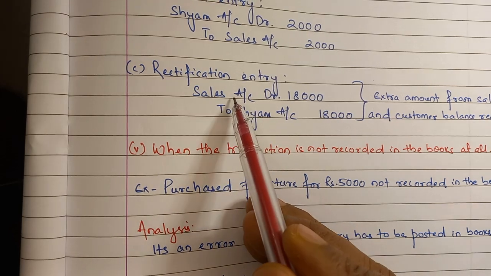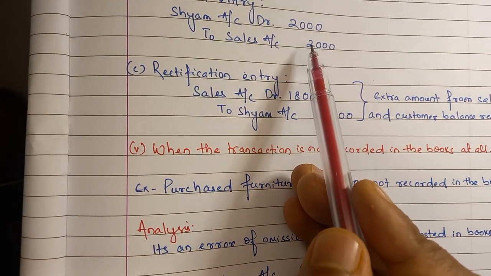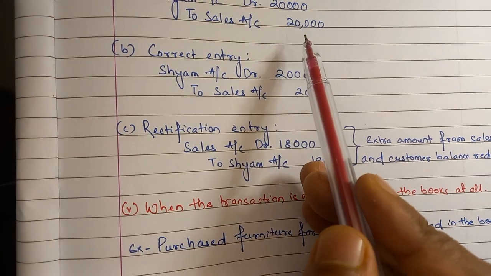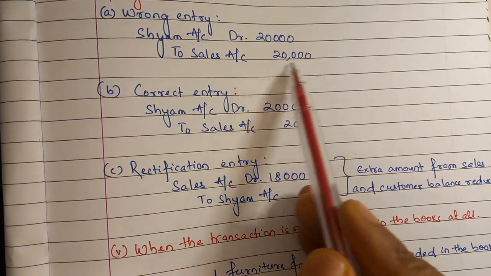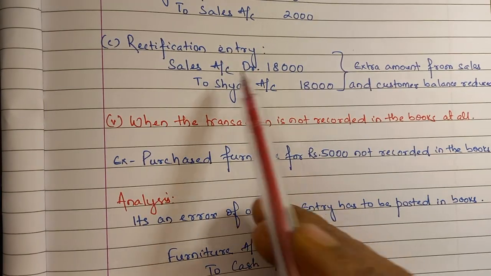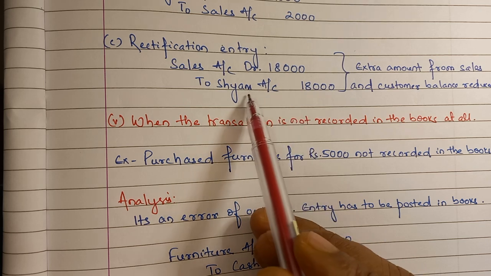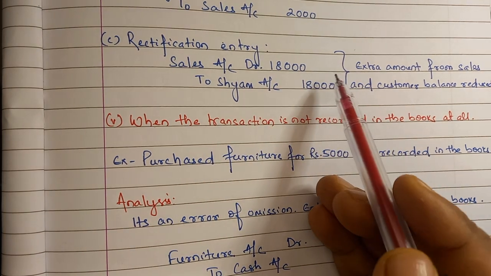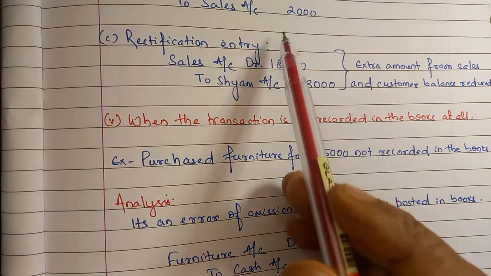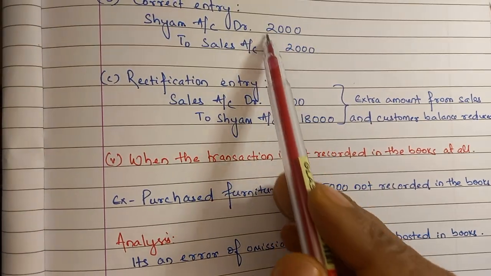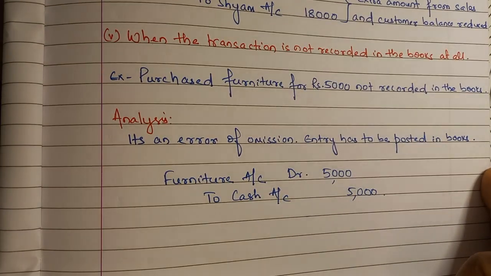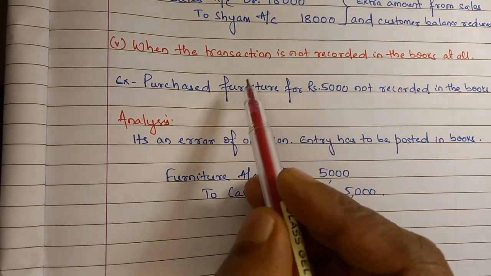You have to debit sales, because here sales was credited. For the correct entry we require 2,000, and the actual entry posted was 20,000, which is an excess credit of 18,000, right? So what we need to do now to rectify? Sales account debit 18,000 to Sam account 18,000. That is how, after posting this extra amount, if you remove it out, then only it will tally with the correct entry that is required, right? 2,000 and 2,000.